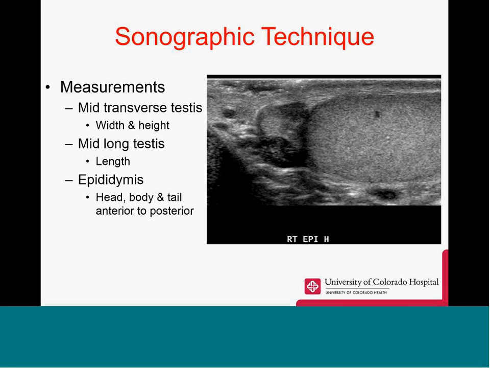The measurements that we do, this is going to be of the epididymis. Here is an AP measurement of the epididymal head. Because the epididymis is a curved structure, if you were to flatten this out, this is why this dimension would be AP, anterior to posterior, instead of here.